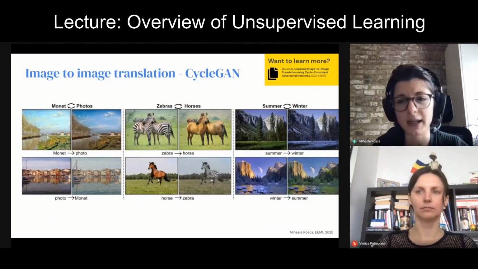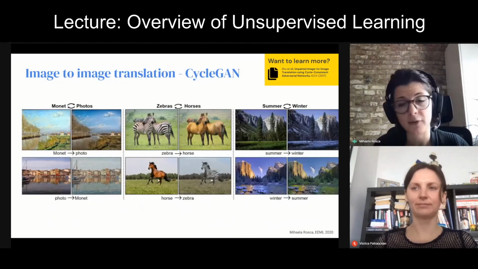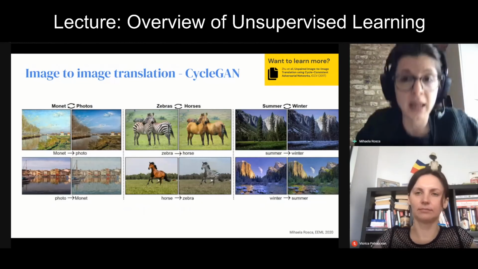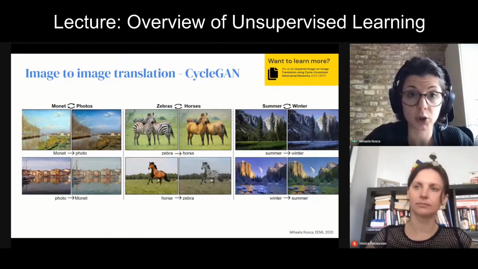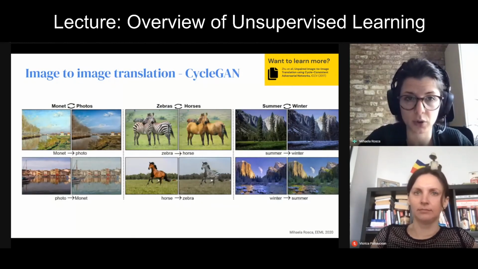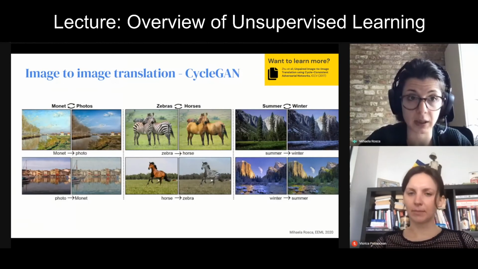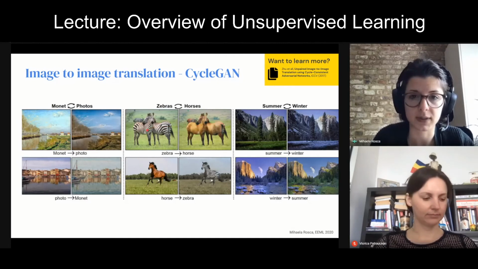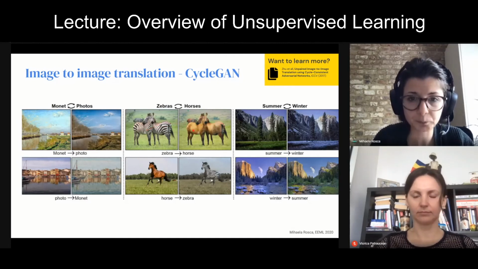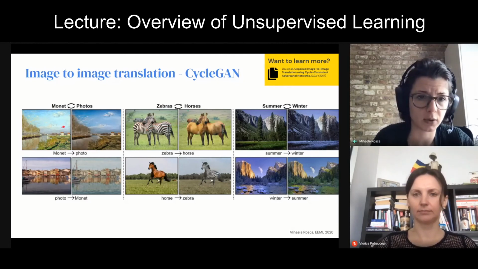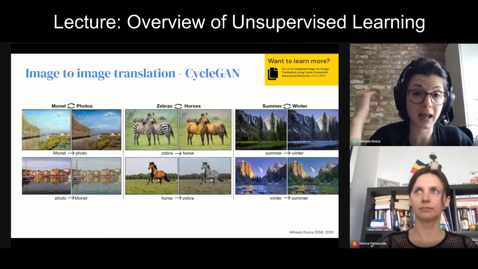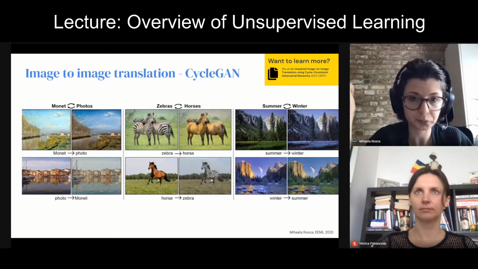And then there's the fun examples. Making them fun doesn't mean that they're not important. So this idea here is using adversarial learning to do unsupervised image-to-image translation. So the key word here is unsupervised. We're learning to map between images of zebras to images of horses, from paintings of Monet to photos, from summer to winter, without having paired examples.